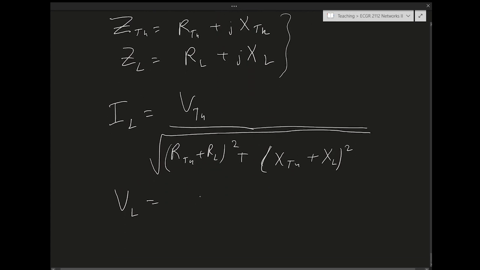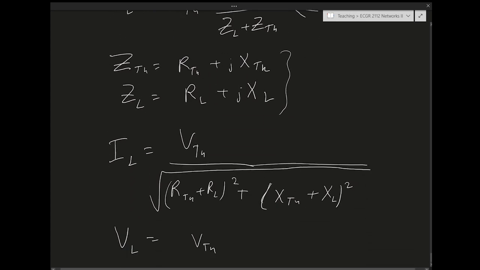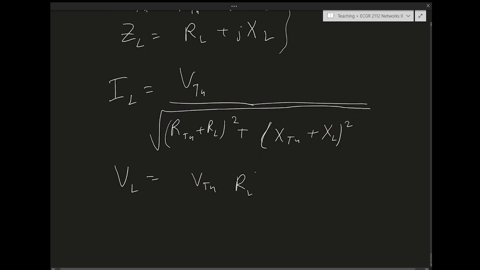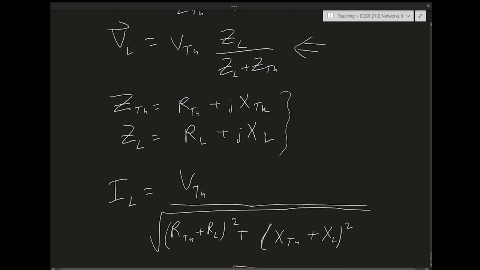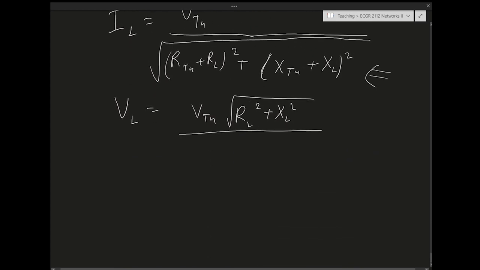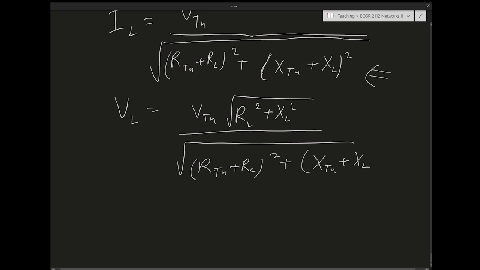And then VL, the magnitude is just going to be the magnitude of V Thevenin times the magnitude of ZL. What's the magnitude of ZL? It's just going to be the square root of RL squared plus XL squared. That's the magnitude. Real part squared plus imaginary part squared, square root, over the magnitude of ZL plus Z Thevenin, same thing as this. So it's going to be also the square root of R Thevenin plus RL squared plus X Thevenin plus XL squared.